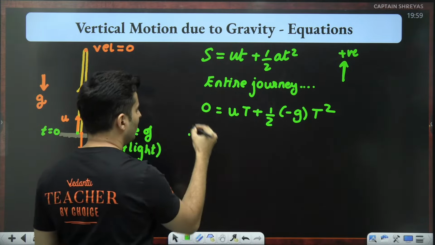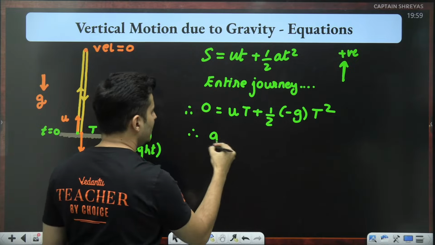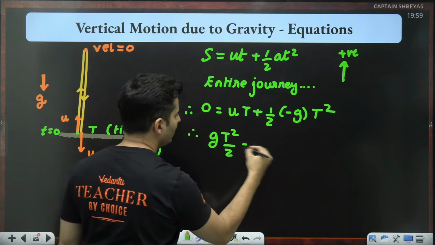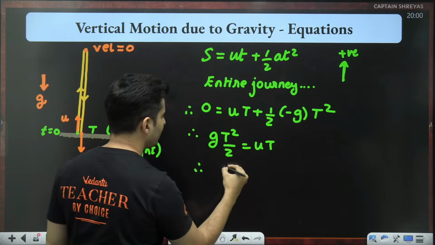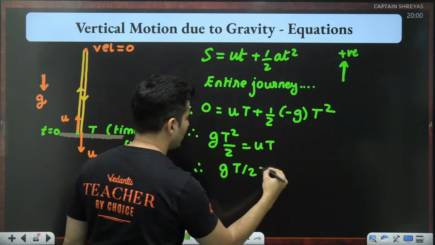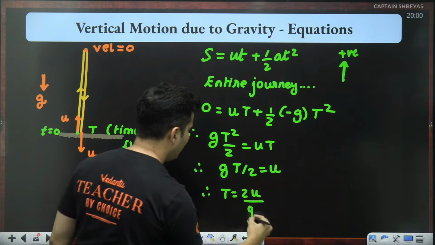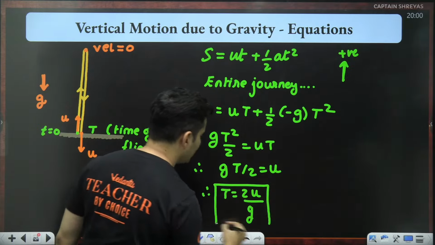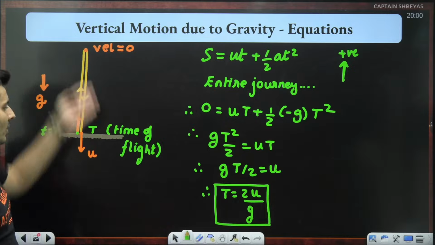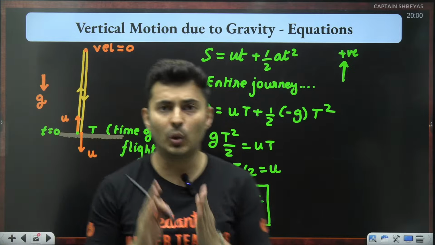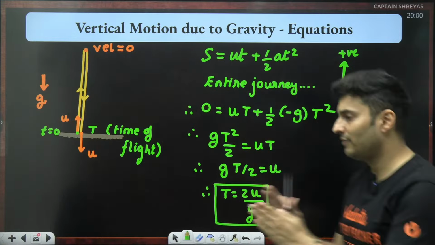So what do I get? Take that g t square by 2 here, get that ut over here, t cancels. So gt by 2 is equal to u, therefore t is nothing but 2u divided by g. Perfect. So that is your total time of flight.